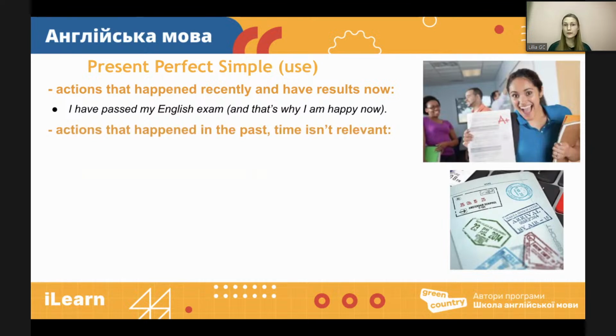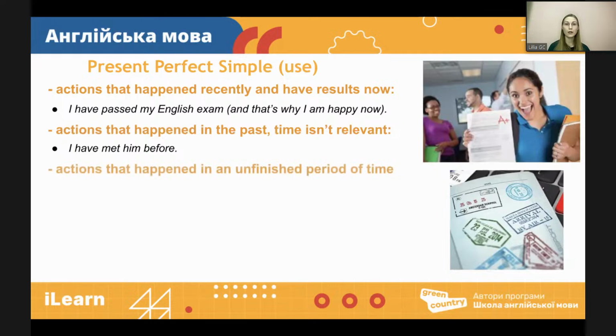Also, an action that happened in the past, but time isn't relevant, really not important. Like, I have met him before. The focus here is on knowing this person and not on the time when we met. So you can say, oh, I've met him before. Maybe it happened multiple times. Maybe it happened yesterday, maybe last year. Nobody cares. We only want to know that we are familiar with this person.